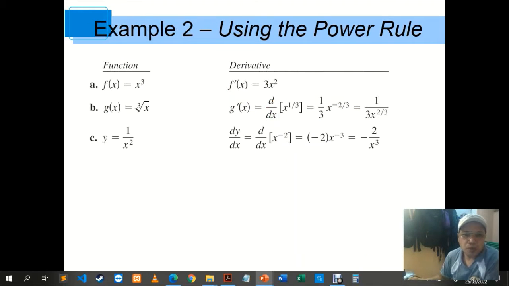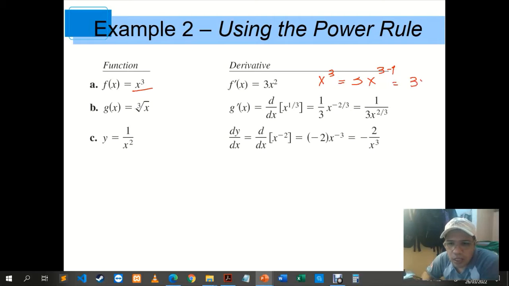Okay, so example, x cubed. If we will try to get the derivative of x cubed, f of x equals x cubed, kaya f prime x is equal to 3x squared. So x cubed will become 3x raised to 3 minus 1. So 3x squared, kaya yun na sila.